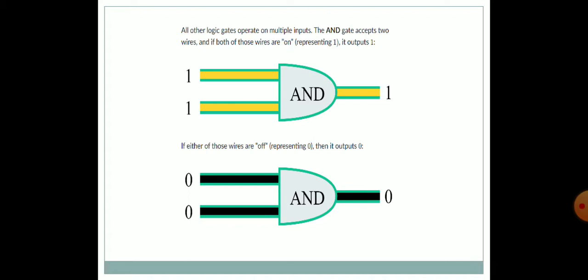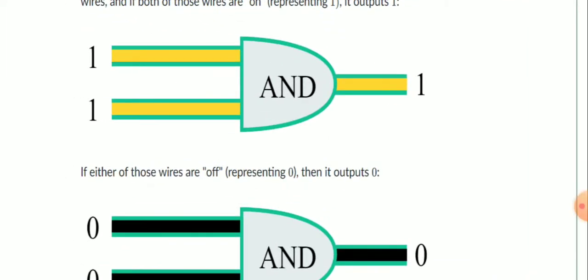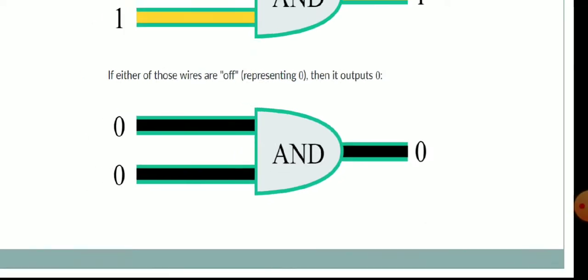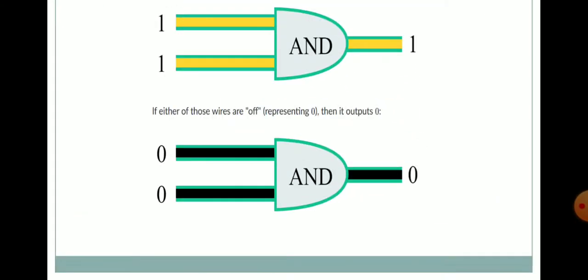All the logic gates operate on multiple inputs. The AND gate accepts 2 wires, and if both of those wires are on, that is, if both represent 1, the output also becomes 1. If either of those wires is off, that is, either wire represents a 0 value, then the output will also become 0 or false.